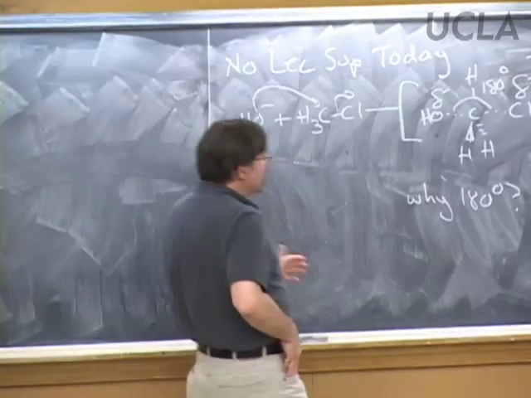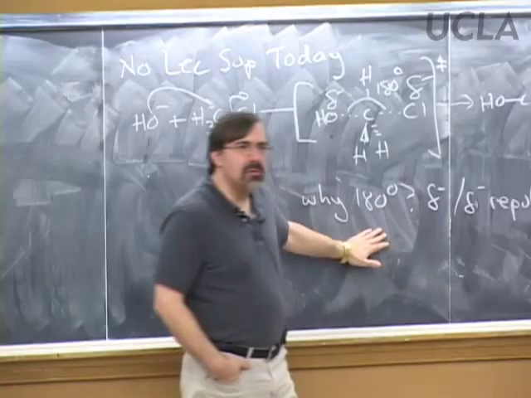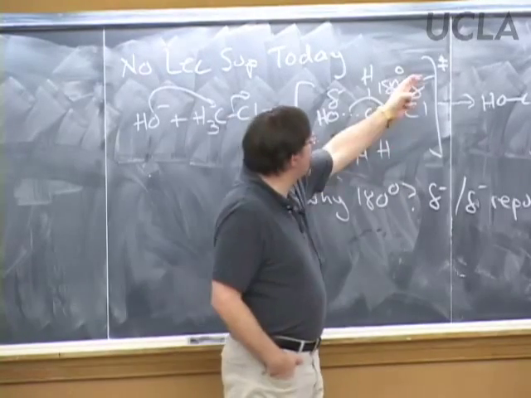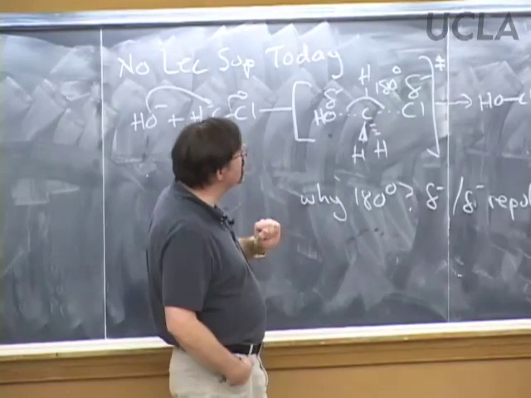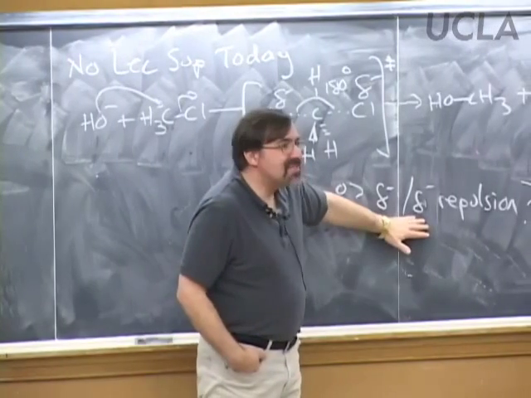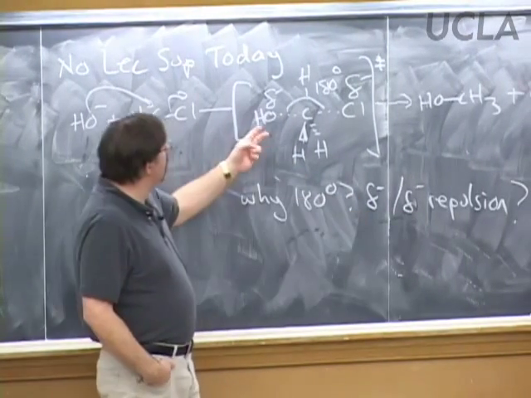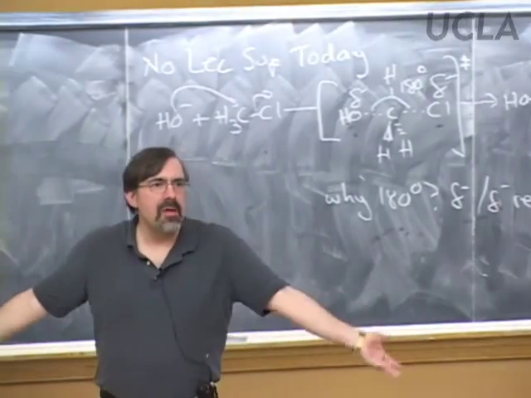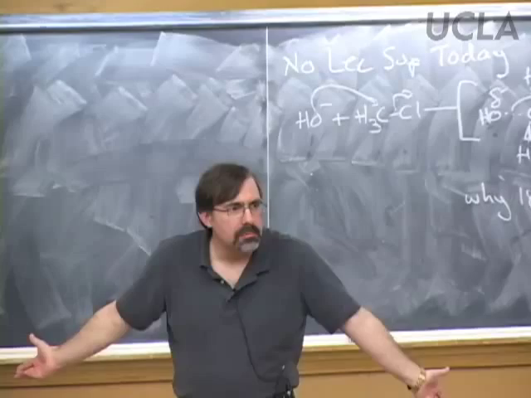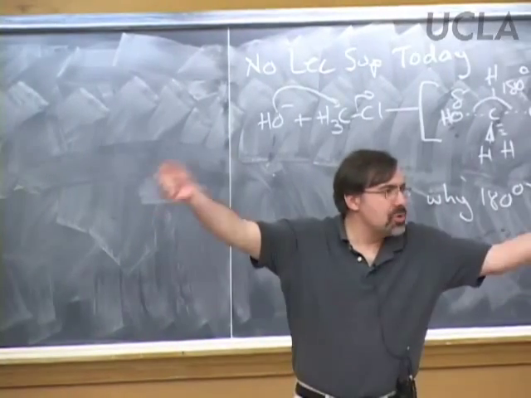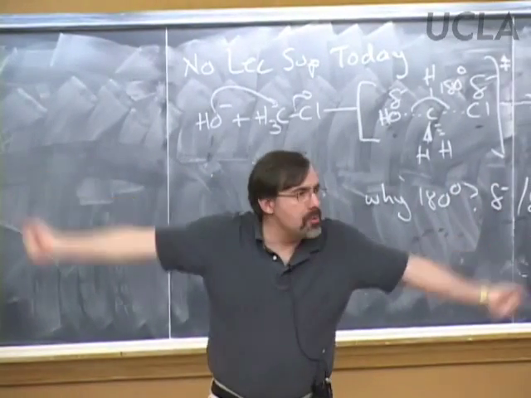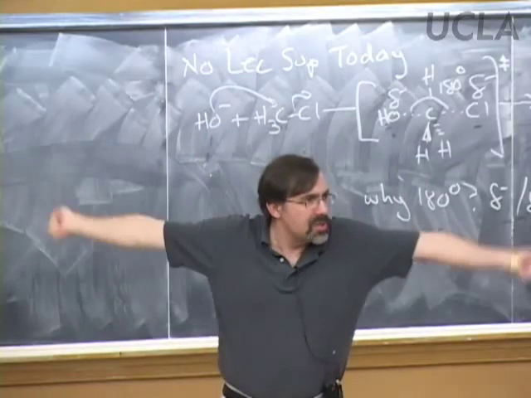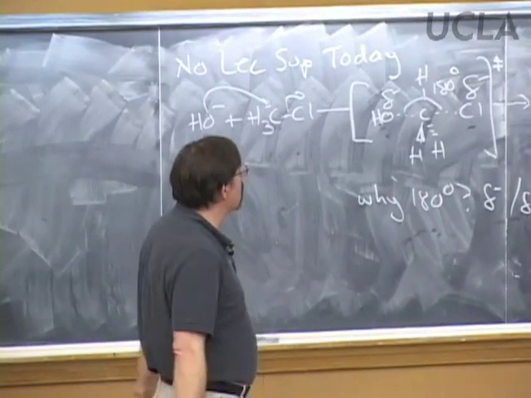So we thought about that and said, well, maybe the reason there is this 180 degrees backside attack, as opposed to, say, attacking from the same face that the leaving group is on, is because these delta minuses in the transition state on the nucleophile and the leaving group, being the same charge, would repel. They want to be as far away from each other as possible. And if you just want to model that, imagine your hands are the nucleophile and the leaving group. How do you get them as far away from each other as possible? You put them out here, 180 degrees apart.